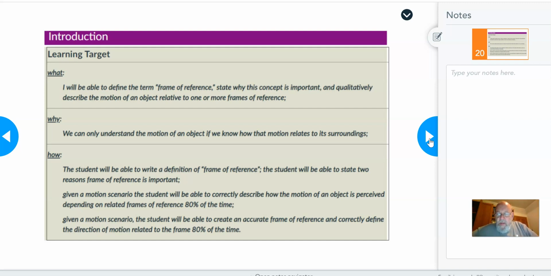And you will be able to write the definition of frame of reference. You'll be able to state two reasons a frame of reference is important. Given a motion scenario, you'll be able to correctly describe how the motion of an object is perceived depending on related frames of reference, 80% of the time. And given a motion scenario, you will be able to create an accurate frame of reference and correctly define the direction of motion related to the frame of reference 80% of the time. Hopefully you'll be able to do those things 100% of the time. So go ahead and go to the next slide.